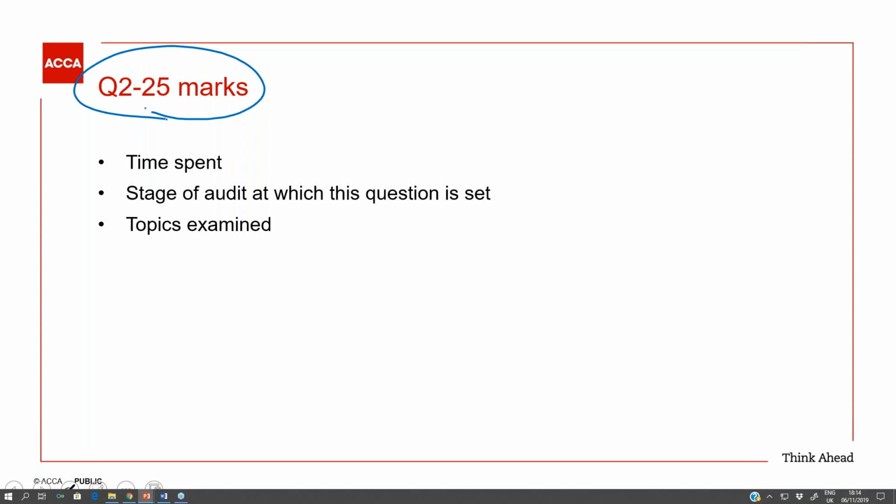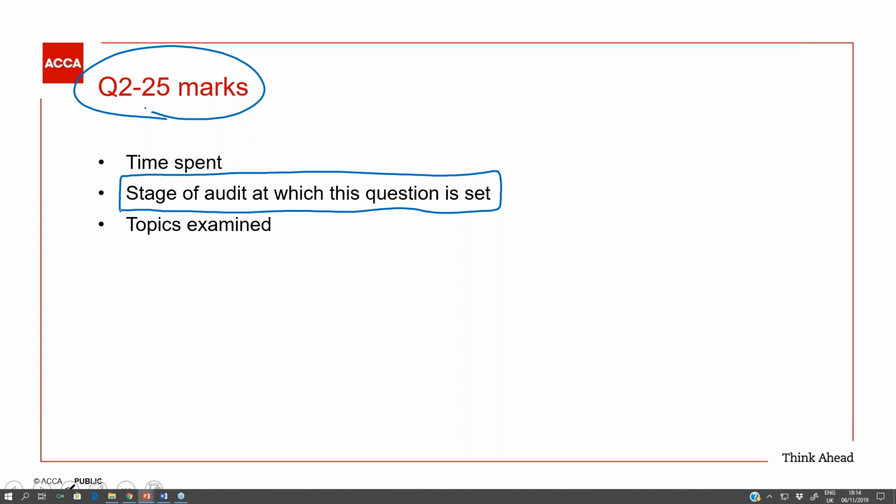Because if you don't realize the stage of audit at which question number one or question number two is set, you will not be preparing yourself effectively and you will have no idea what sort of topics can come in question number two.